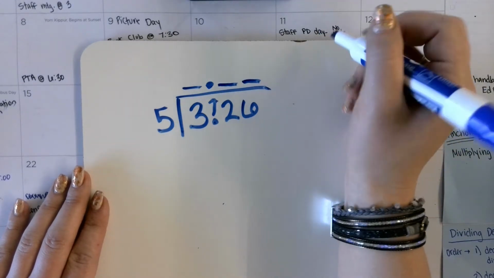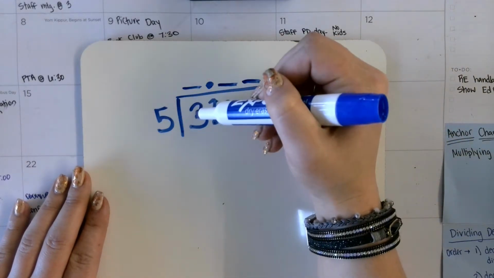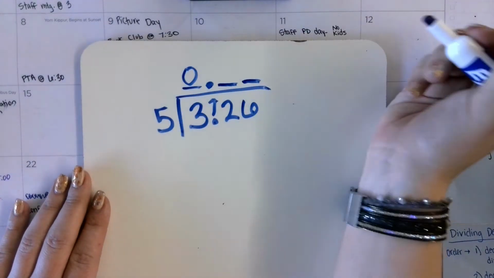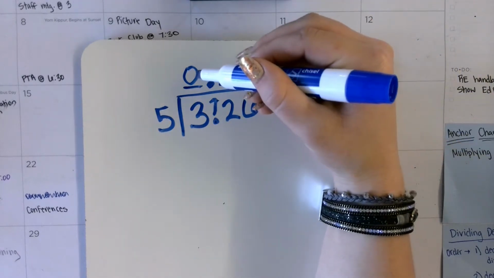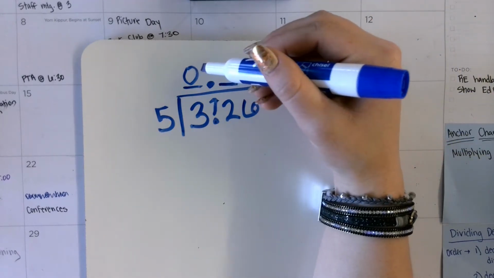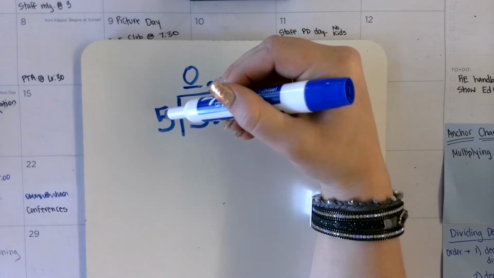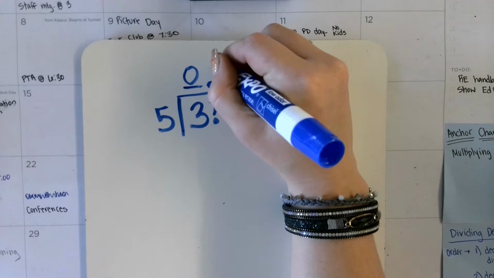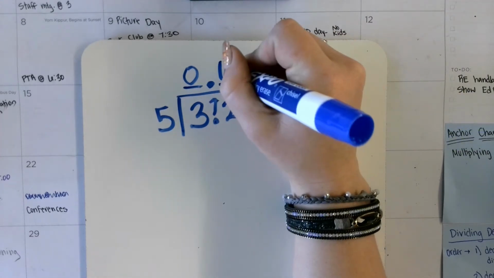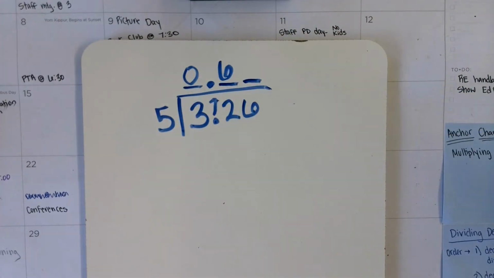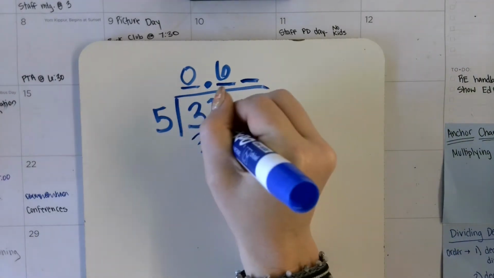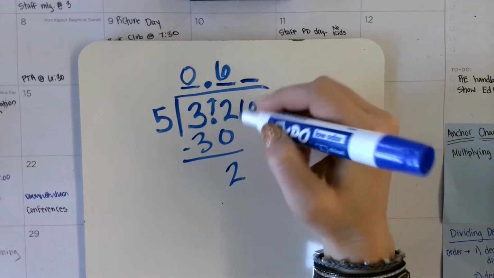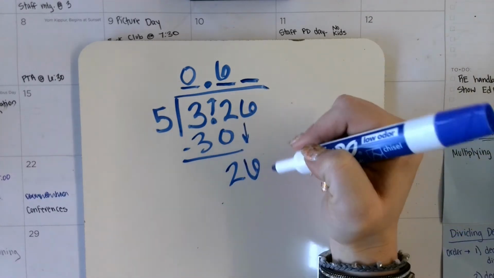Then I'm going to go through my steps and say, how many times can 5 go into 3? Well, it can't. So I'm going to put an X, or I'm going to put a 0 there. Either one is fine. But I need to fill that plate so I don't accidentally put another number there. So 5 can't go into 3, so 5 can go into 32 6 times. So I'm going to put a 6 at the top. 6 times 5 is 30. So 32 minus 30 is 2. Then I can bring down my 6 and repeat my steps.